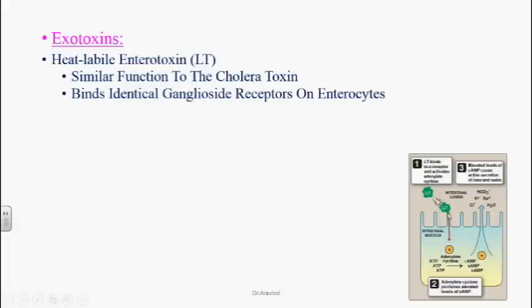Whenever the LT toxin gets attached to the ganglioside receptors on the enterocytes, the B unit attaches to the receptors, and the A unit gets internalized and activates adenylate cyclase activity. Ultimately we have increased cyclic AMP inside the cell, which disrupts the signal transduction of the cell, and water molecules and a lot of electrolytes leak out from the plasma membrane into the lumen, which leads to diarrhea.